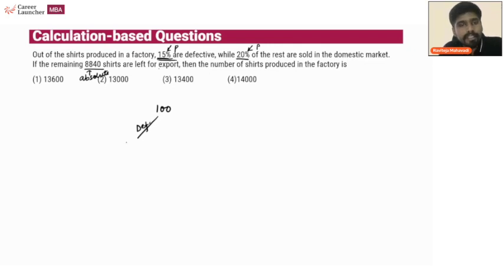15% is 15. If 15 are defective, how many are usable? 85 are remaining. Out of these 85, what is the next proposition? 20% of the rest are sold in the domestic market. Now 20% is a fraction equivalent of 1/5. So what is 20% of 85? 1/5. 17 will be sold in the domestic market.